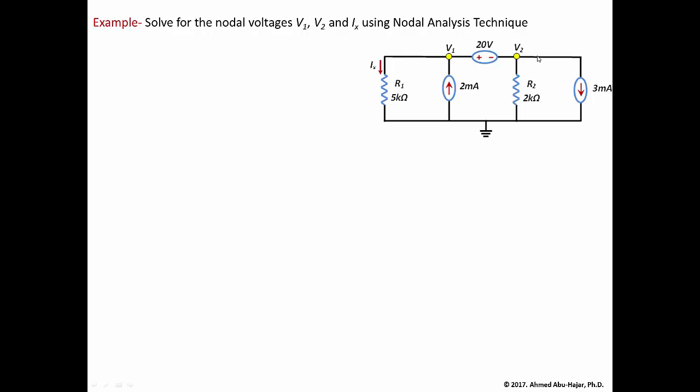Also, the same story applies if you go to node V2. At node V2, we know the current through R2 is defined by Ohm's law, so the current is going to be V2 over R2. The current that leaves here is going to be the 3 milliamps, but we don't know what's the current going through the voltage source, because there is no direct relationship that describes how much current will leave or enter the voltage source. We know what's the current will leave or enter the resistor, or the current defined by the current source, but we don't know what's the current going through this voltage source.